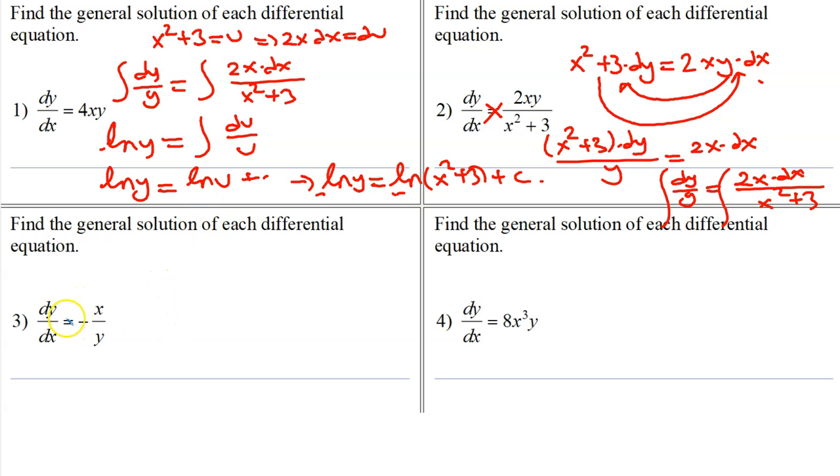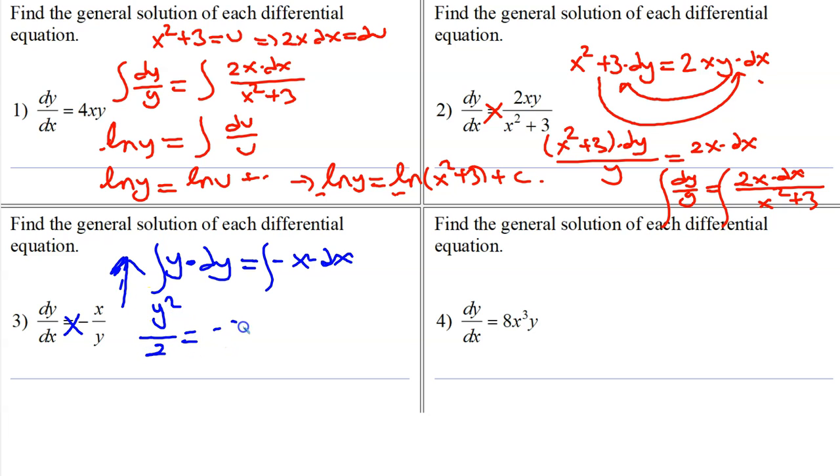In this third problem, if I do the cross multiplication, what I'm going to get is y times dy equals negative x times dx. Alright, you see that the variables are separated, so there's no problem. It's safe to continue. So let's continue. y squared divided by 2 equals negative x squared divided by 2 plus c.